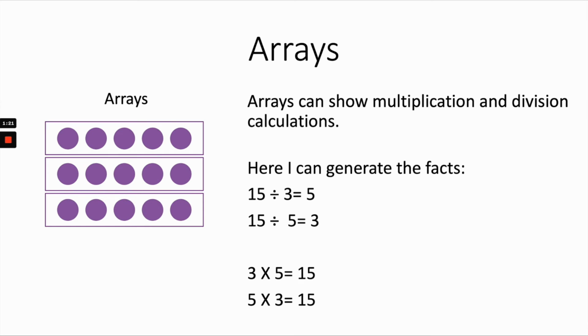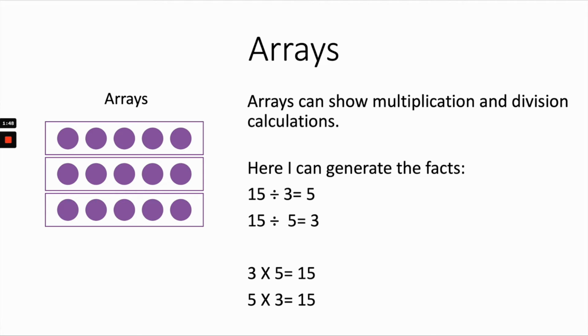So here we have an array. Arrays are also used for multiplication as well as division. So here we can see that there are 15 dots. So what the children will need to do is they'll need to draw 15 dots. They'll then need to group them by circling around them in 3s, and then they'll know that in 3 of those groups there are 5 dots.